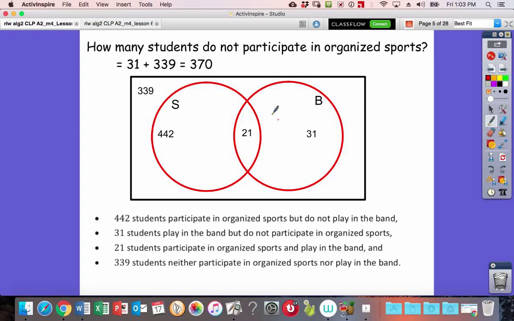Okay, you have 339 students. It says how many students do not participate in organized sports? Well, you got 339 that are in neither one. But if you add it up, so that's your big circle there, you added up the ones that are out here, and you added the ones that are in the band but not in sports, then you would get the total to be 370. We don't normally do anything like that, but you could put 370 if you wanted to.